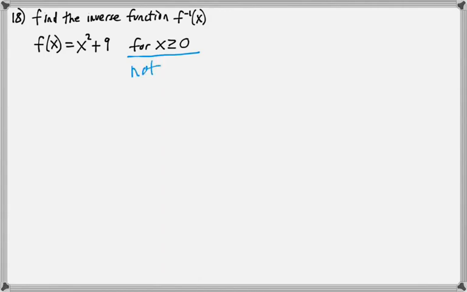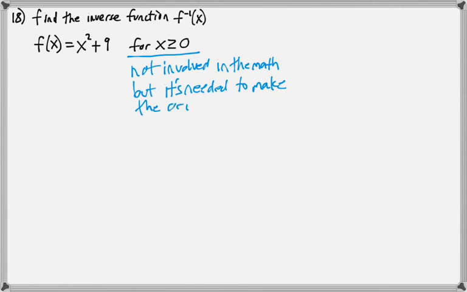So it's not involved in the math that we're going to be doing, but it's needed to make the original function one-to-one, because our original function is a parabola and a horizontal line would hit it twice if we don't only consider the positive numbers. Okay, so let's find the inverse.